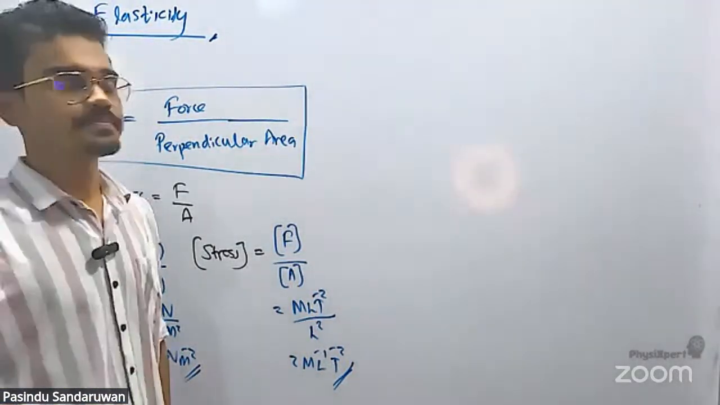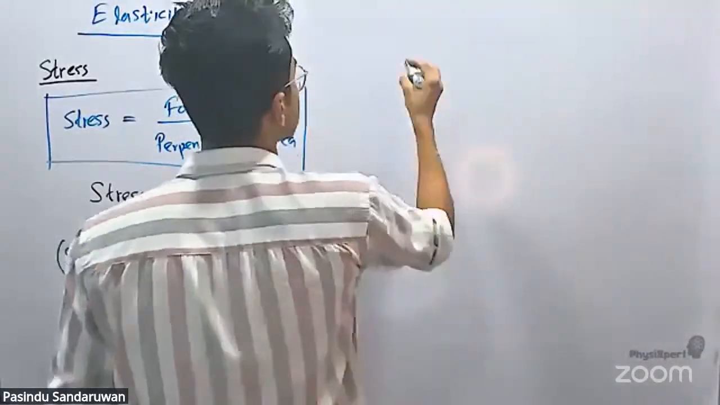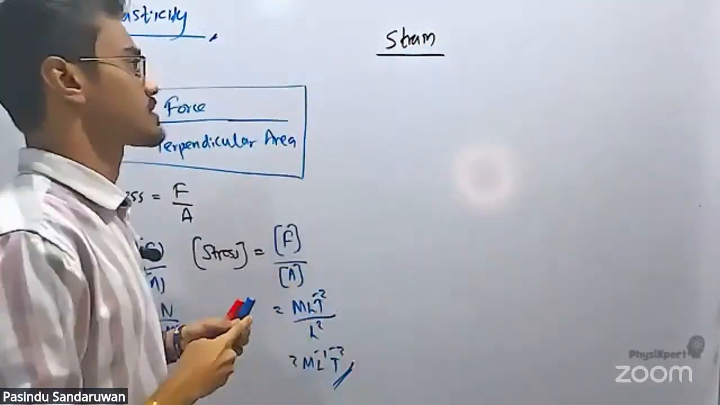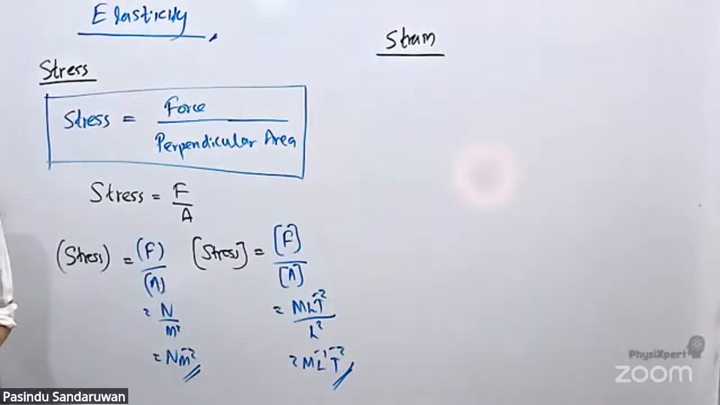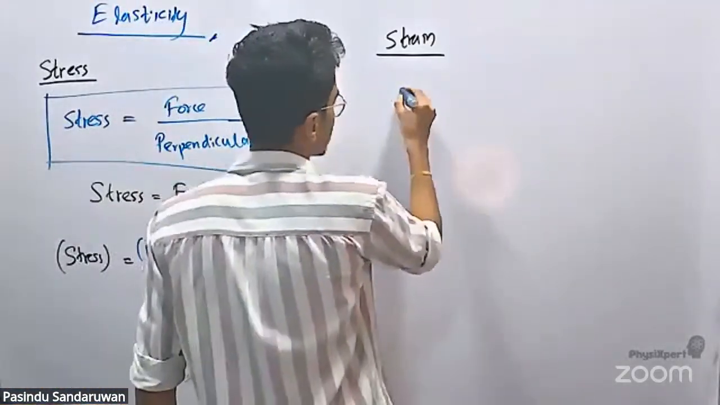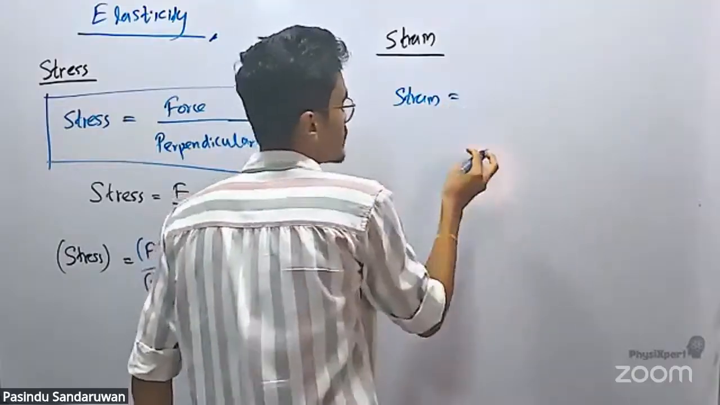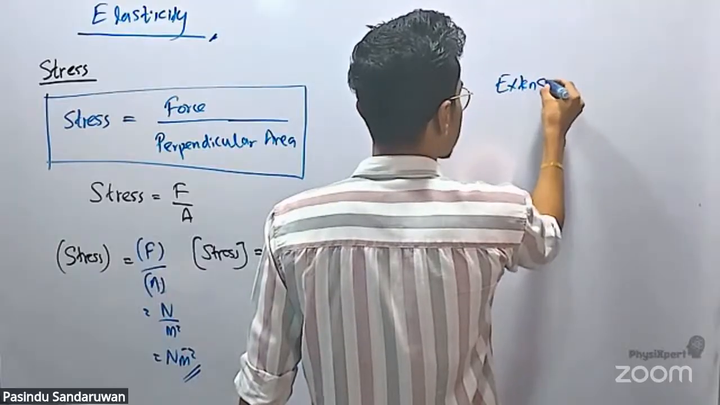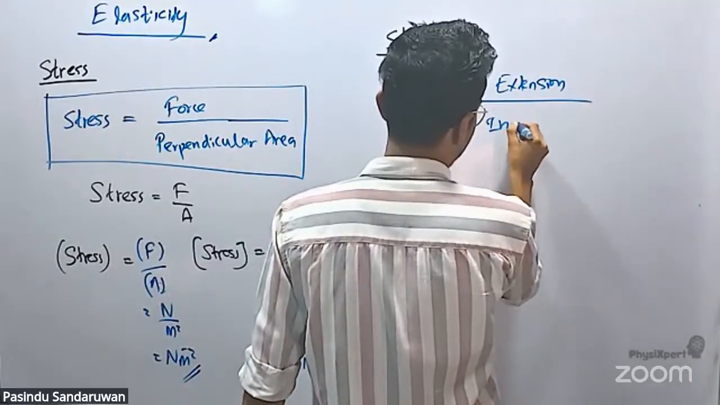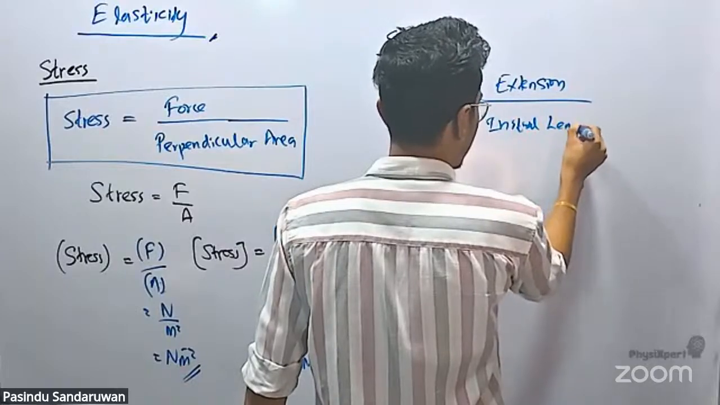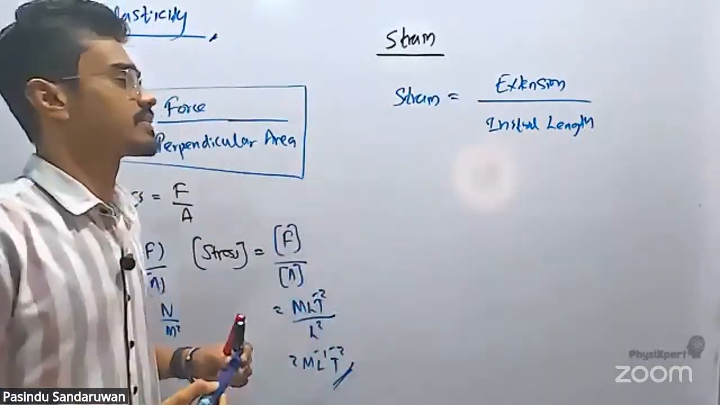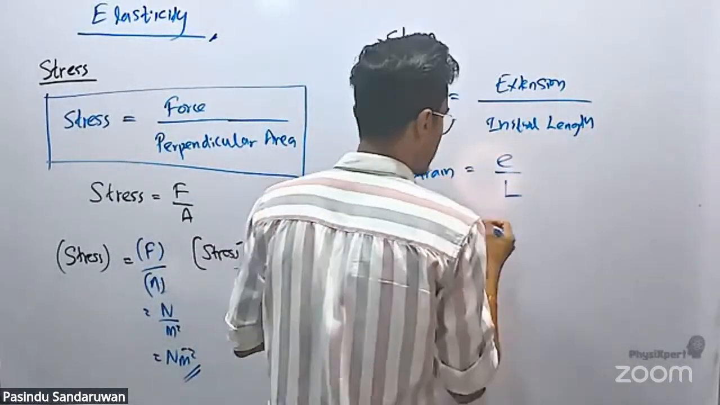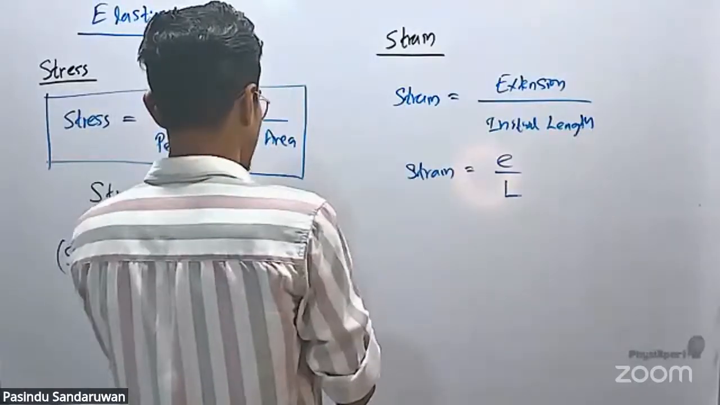Right. Next heading, write down strain. Listen. Strain is defined as extension over initial length. Therefore, strain is written as e over l, extension over initial length, right?